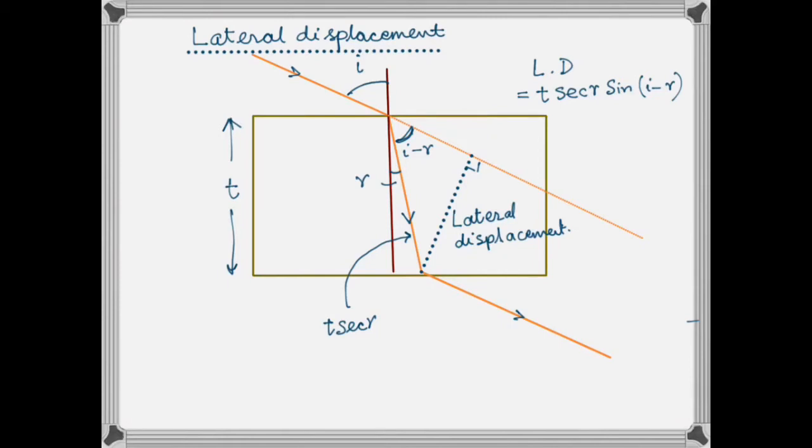Just see this diagram. This distance is t, and therefore this distance will be t sec r from this triangle. This angle is I, this angle is r. It's obvious notations. This is I minus r. So this distance is t, the thickness of the slab. This is t sec r. Now come to this triangle. In this triangle, you know t sec r, and you have to find the lateral displacement. So from this triangle, it is t sec r sine of I minus r. So this is the formula for lateral displacement.